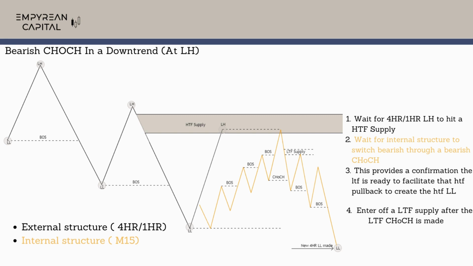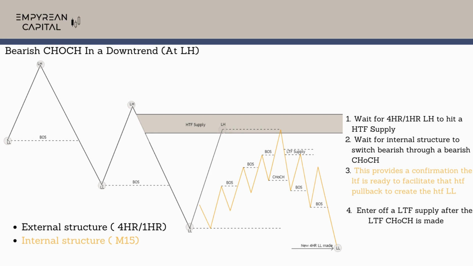of character. Again, this forms as soon as price breaks below a higher low that formed a higher high. Number 3, once this occurs, this provides a confirmation to us that the lower time frame has switched bearish and is ready to facilitate the higher time frame pullback to create the higher time frame lower low.